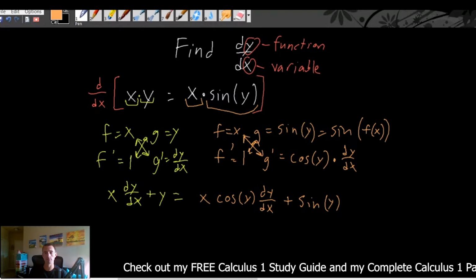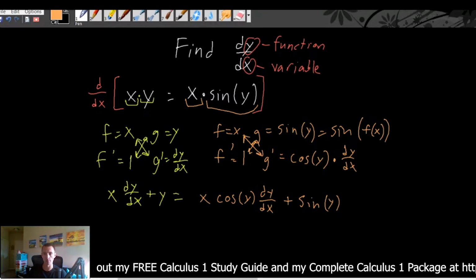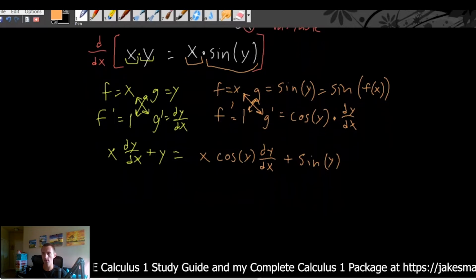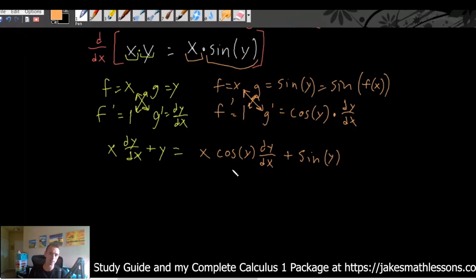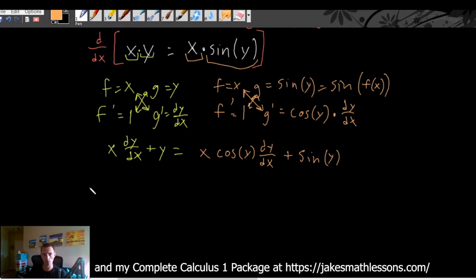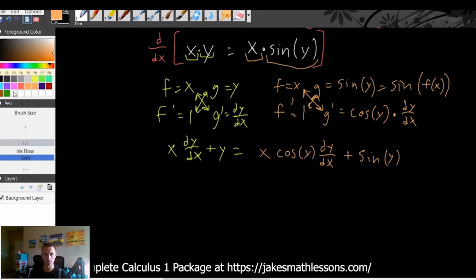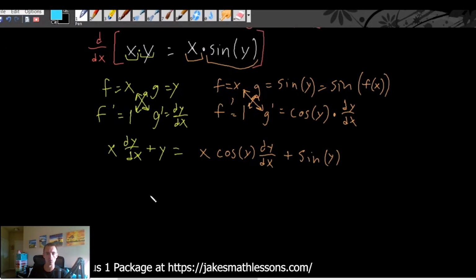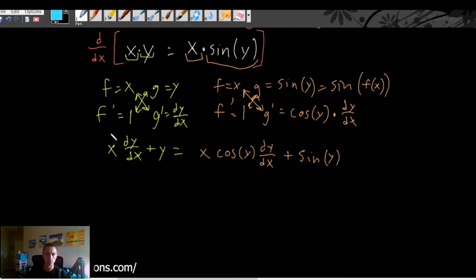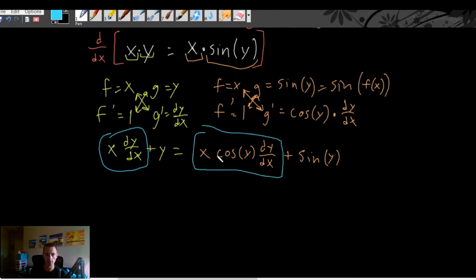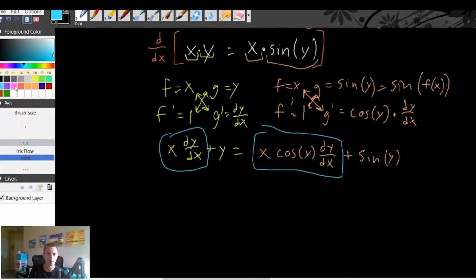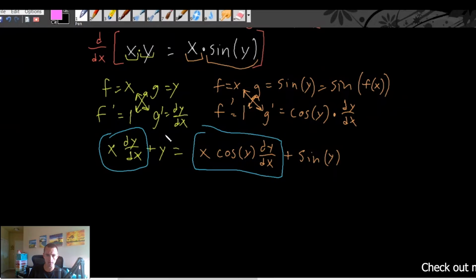So we've done our differentiation step. We've taken the derivative of both sides of our equation. Now what we need to do is add and subtract all of our dy dx terms to one side of the equation, and then all of our non-dy dx terms to the other side of the equation. So let's sort out, first of all, where are our dy dx terms? Where are the non-dy dx terms? So this term right here has a dy dx. This term right here has a dy dx. And then the other terms do not. So this term right here does not have a dy dx, and it is this one.